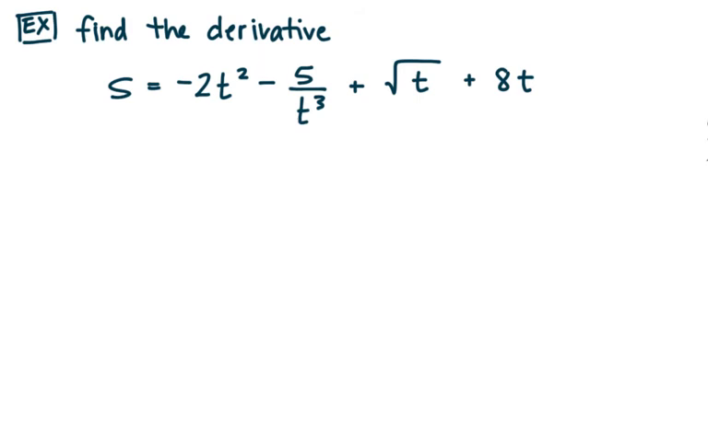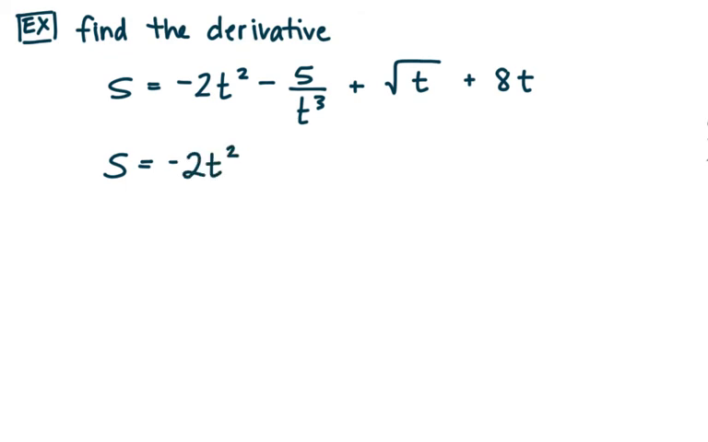For our third example, actually I think this is the 4th, we have s equals negative 2t squared minus 5 over t cubed plus the square root of t plus 8t. So again, we can take the derivative of each of these terms, treating this like a polynomial. However, it doesn't look exactly like a polynomial, and these 2 terms in the center are what looks a little bit problematic to us. So before I do anything, I'm going to use algebra here to rearrange my problem.